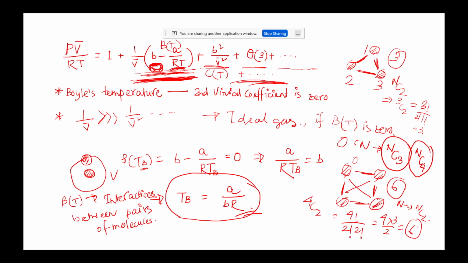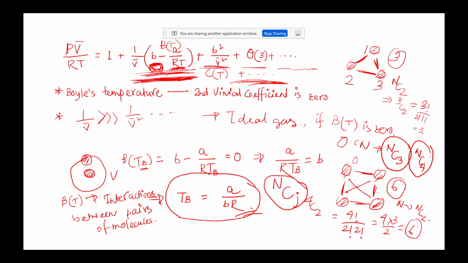In this case we are taking only two molecules. In that case, we are taking j molecules, so there will be a combination of nCj. So there will be this number of j-molecule systems. The jth term will be that.